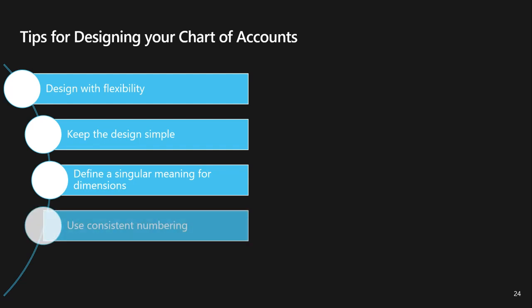Next is to use consistent numbering. We've talked about this already, but keep each dimension value within one dimension a consistent length. You can manage this by using a mask on the financial dimension, similar to how we did on the main account. In fact, a main account is just a special dimension in that sense. Doing this can be helpful for sorting and defining ranges.